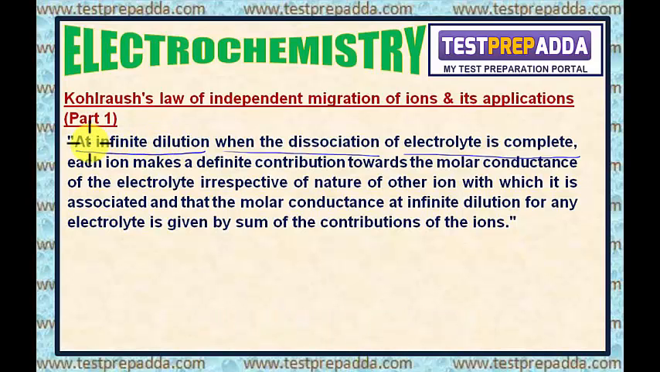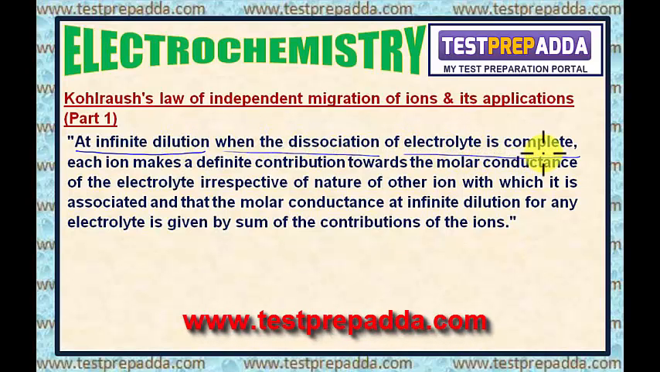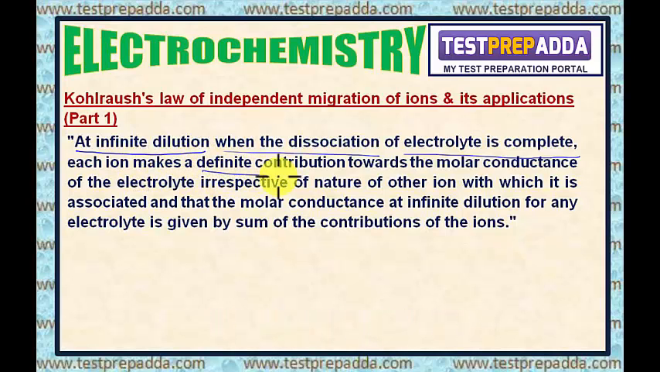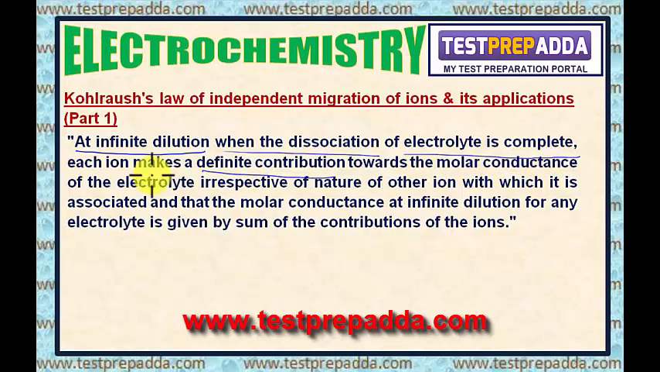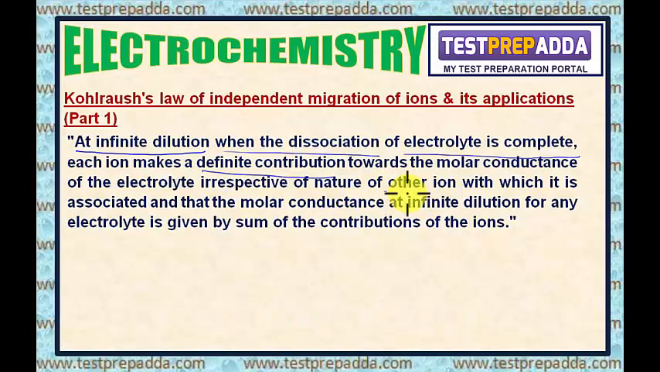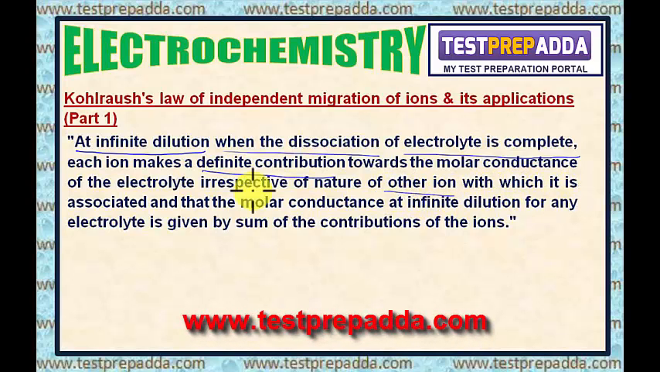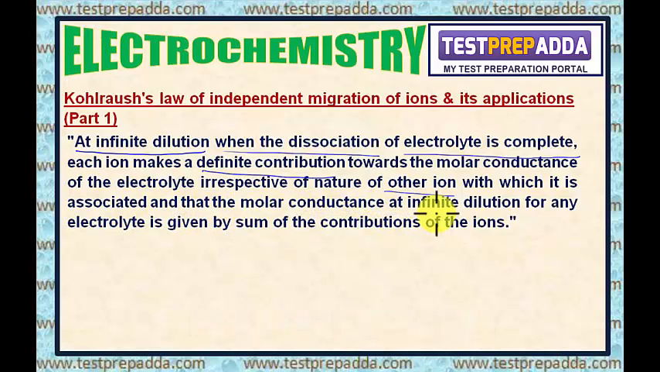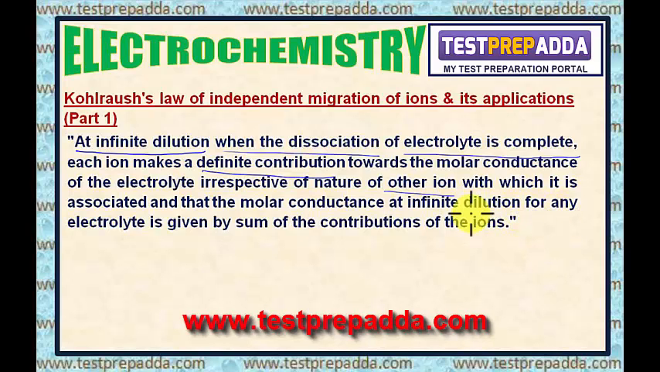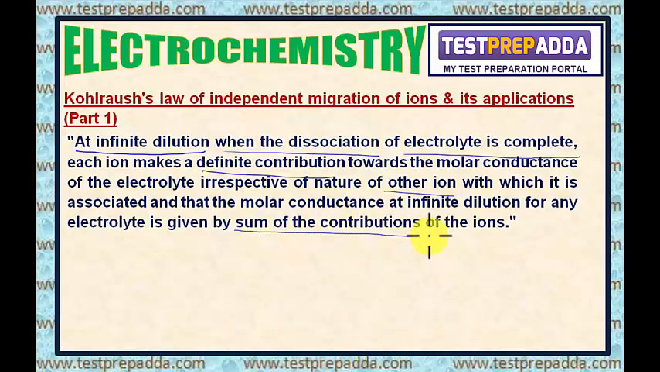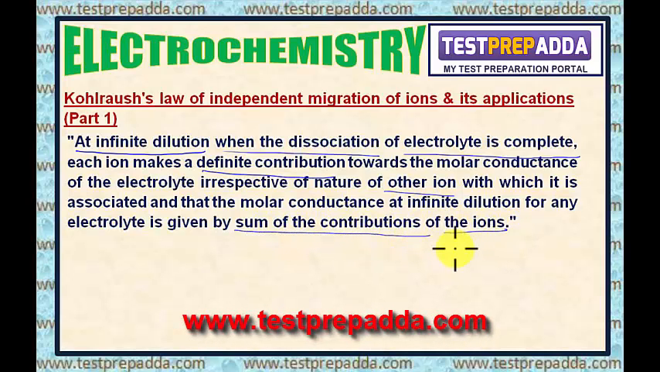My point is clear. So, at infinite dilution, when the dissociation of electrolyte is complete, each ion makes a definite contribution towards the molar conductance of the electrolyte, irrespective of the nature of the other ion with which it is associated, and the molar conductance at infinite dilution for any electrolyte is given by the sum of the contributions of the ions.